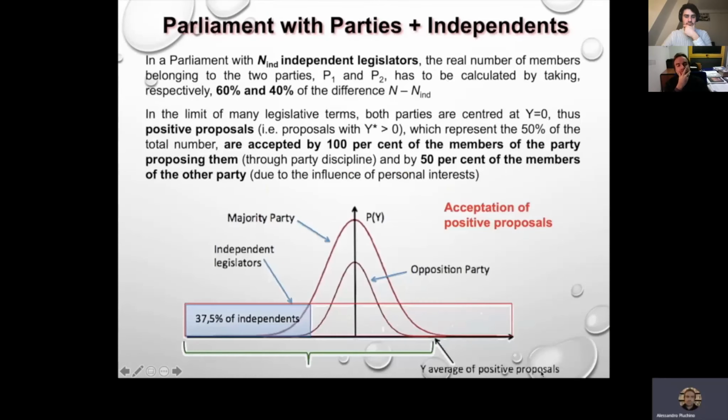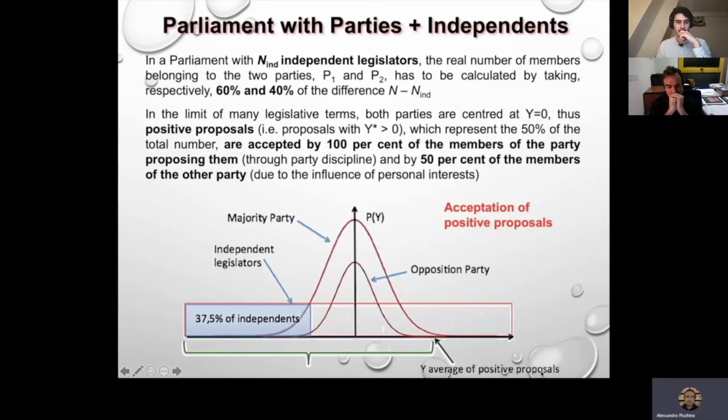Considering the more general case with both parties and independent legislators in the parliament, of course, the number of seats reserved to party members will be calculated by taking out the seats of independents and distributing the remaining ones following the usual percentage of 60 and 40%. This means that above a given threshold of independence, the majority party can lose its absolute majority and become a relative majority party. Let us focus first on the votes received by positive proposals, those with y greater than 0, which represent the 50% of the total.